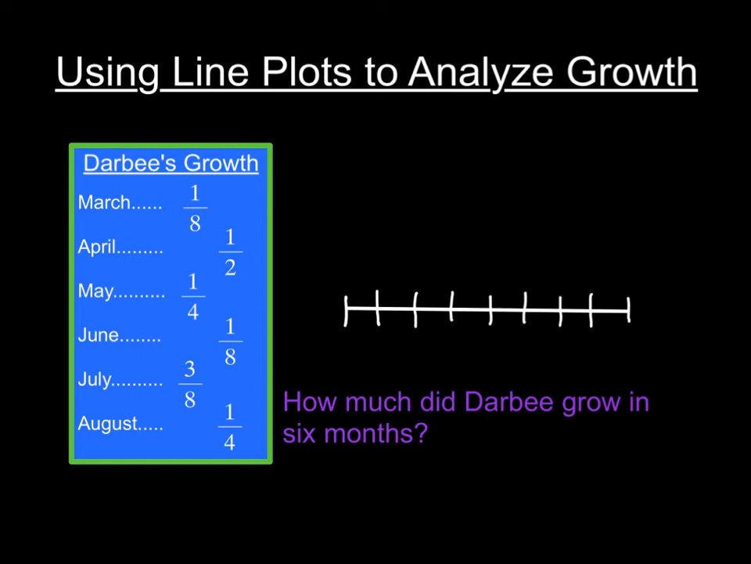But in March she grew 1/8 of an inch. April was 1/2 of an inch. May is 1/4 of an inch, 1/8 of an inch, 3/8 of an inch, and 1/4 of an inch. Now we are going to use that to actually create our line plot.